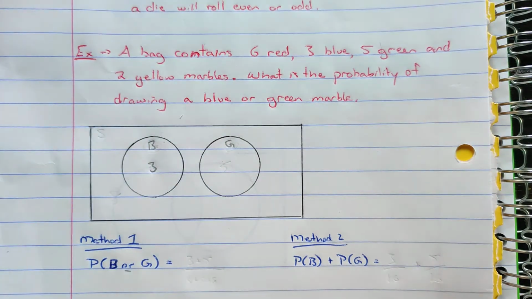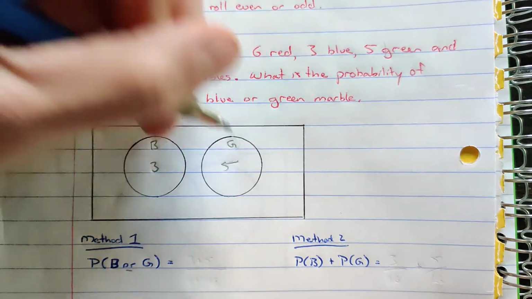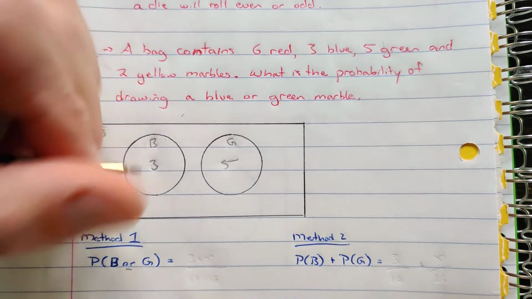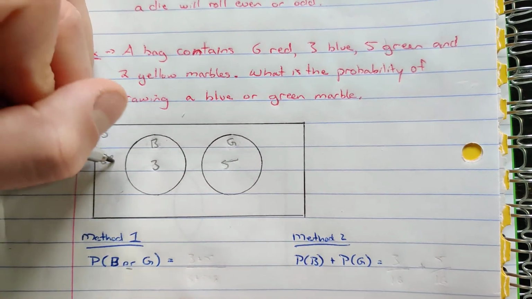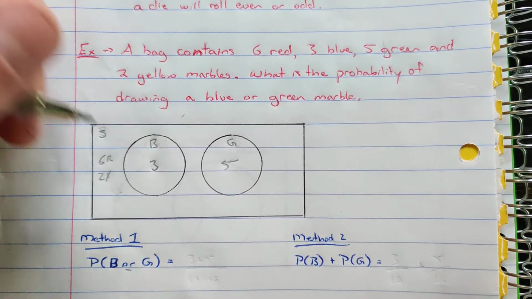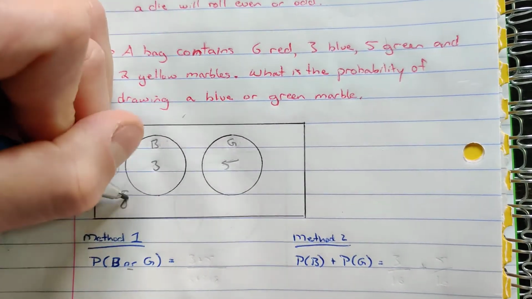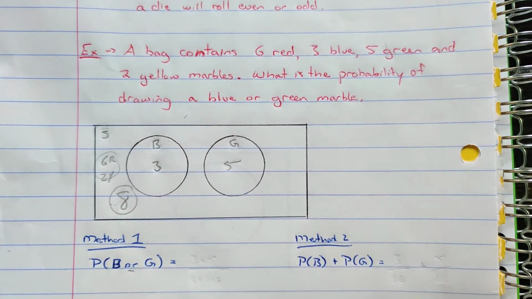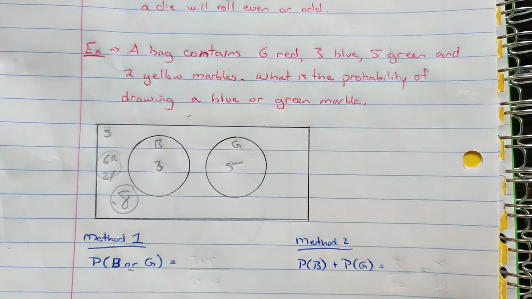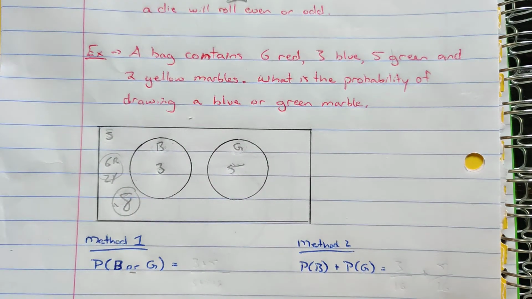Our green outcomes, there are going to be 5 possibilities there. And then our total sample space needs to have the rest of the marbles. So there's 6 red and 2 yellow left over for a total of 8. So there's 8 items left in that sample space. The sample space has 8 plus 3 plus 5, and that's our total marbles, or our full sample space.